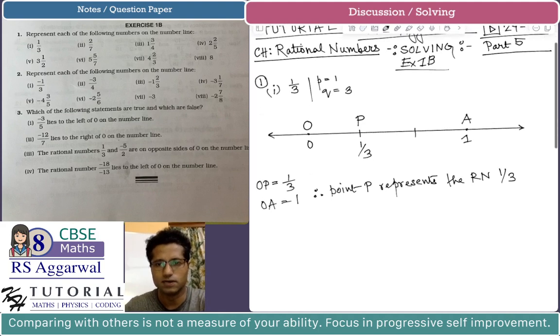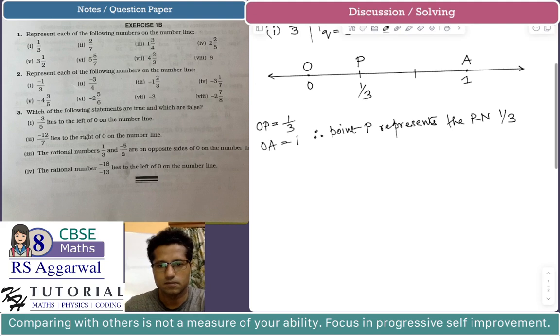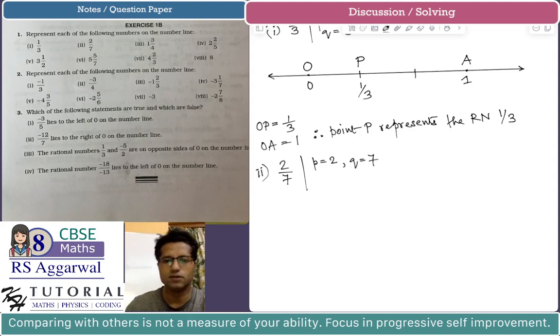Okay, let's do 2/7, part 2. This is 2/7. So over here we have P equals 2 and Q equals 7. Numerator is 2 and denominator is 7. This is also a rational number, a positive rational number, and it's a proper fraction.